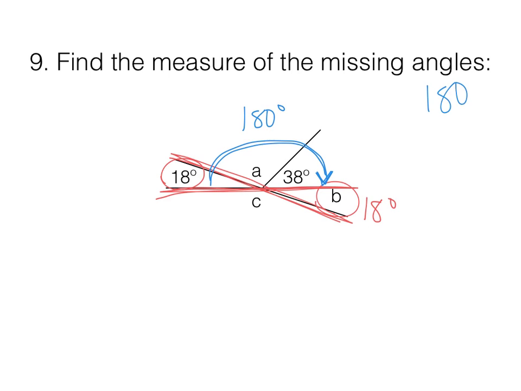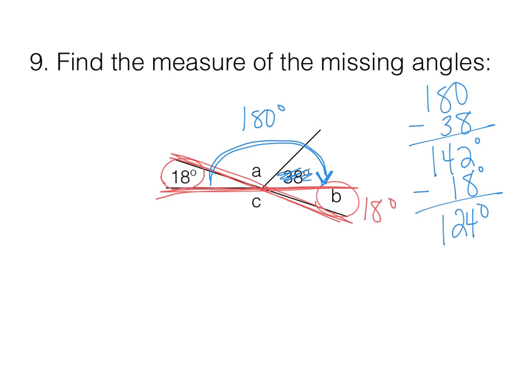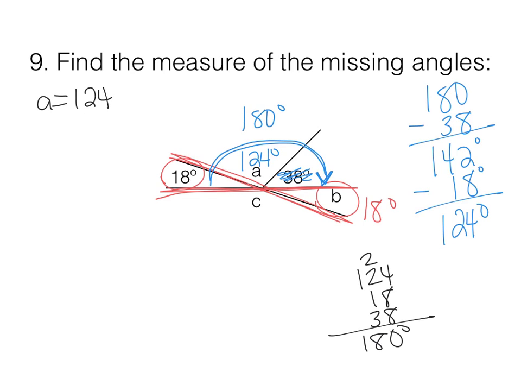If I take 180 and subtract 38, it gives me 142. If I take 142 and subtract the other angle, 18 degrees, I end up with 124 degrees for the measure of angle A. I can add it together and make sure I got it right. 124, 18, and 38. And when I add, I end up with 180 degrees, so I know I got it right. So far, A is 124, B is 18.